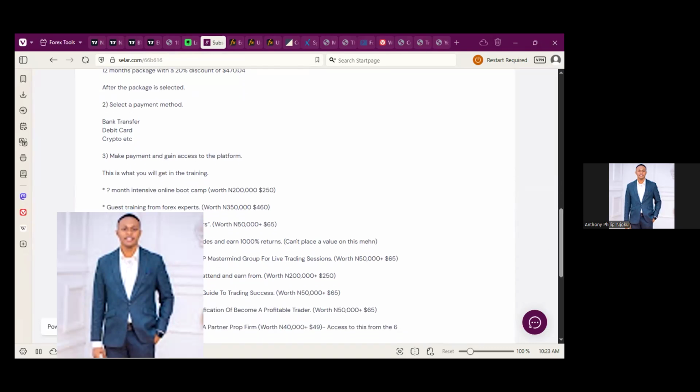Then you get access to our VIP signals, which will give you profits. Once you place this trade, we'll teach you how to place this trade as well. Then free mentorship into the Forex VIP mastermind group. You'll be a part of the mastermind group where we're having live trading sessions Monday to Friday, New York session or London session, depending on the event for the day. So you just gain access to all these incredible materials.